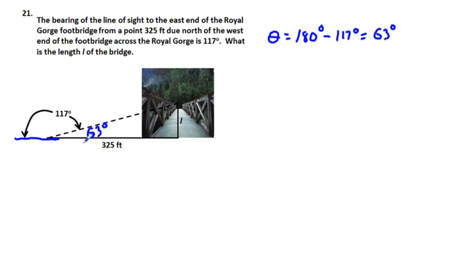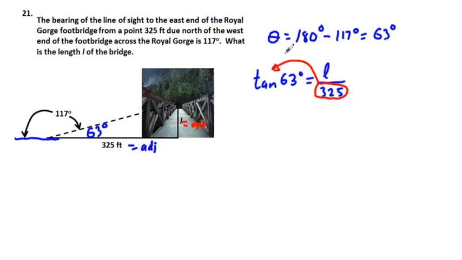And really, we're dealing with a tangent again, aren't we? Because we have our 325 feet here as our adjacent side, and our length over here is our opposite side. So the tangent of 63 degrees is equal to the length of our footbridge over 325 feet. Cross multiplying, as we have done just about everywhere here today, the length of the footbridge is equal to 325 feet times the tangent of 63 degrees.